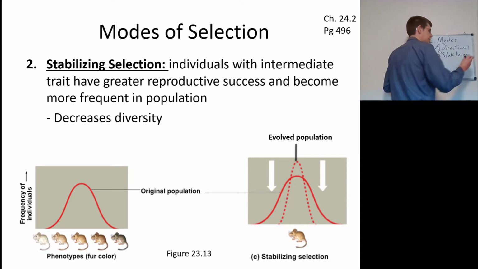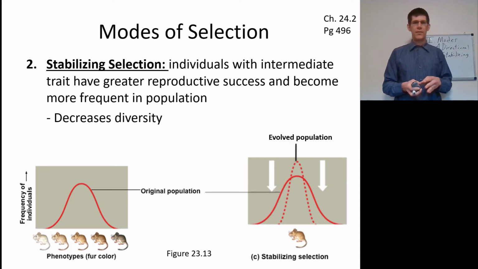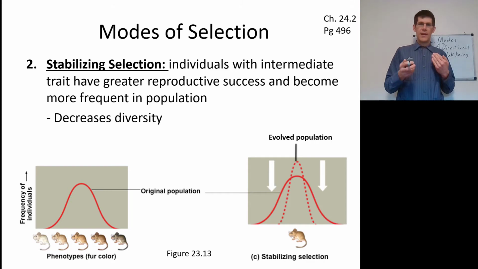This would be perhaps where the mice are existing on a tan background. So if the mice were white, they show up against a tan background. If the mice are dark brown, they show up against a tan background. But if the mice are tan, they don't really show up very well. So the extremes will be snipped off.